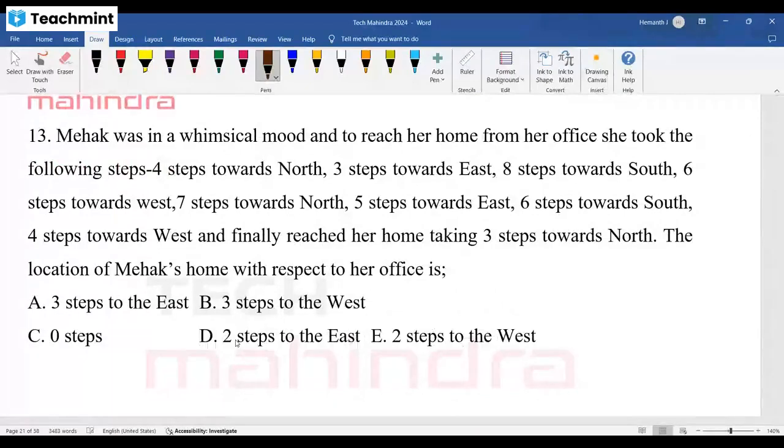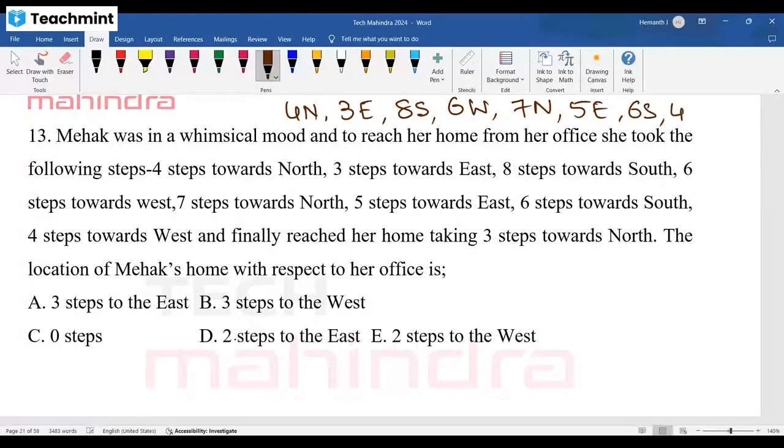Here, first 4 steps north, 3 steps east, 8 steps south, 6 steps west. You can draw the diagram also, it's your wish. Then 7 steps north, 5 east, 6 south, 4 west, 3 north. Now, this is from the office she is going, so from office to home she is going. This is how she went, right?